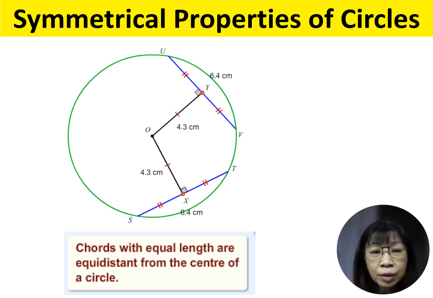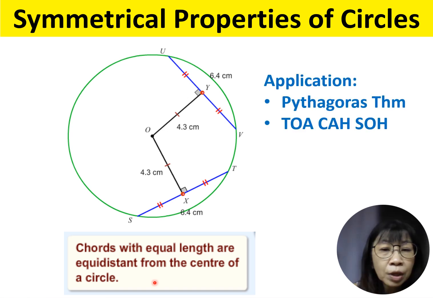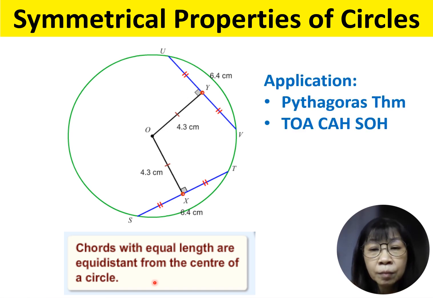The next property under symmetrical properties of circles is two equal chords. As you can see here, we have two chords ST and UB. These two chords are of equal length. If they are of equal length, then the distance from the center will also be the same. That's why we say chords with equal length are equidistant from the center of a circle. This type of question will usually come together with the Pythagoras theorem and trigonometry, which require you to make use of these two theorems to find the unknown sides or the unknown angle.